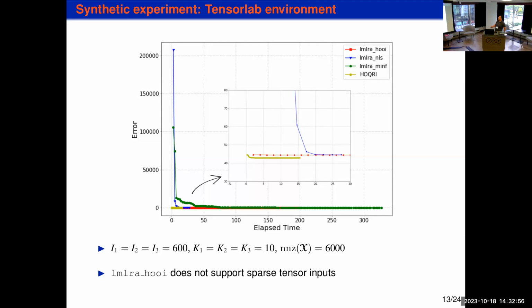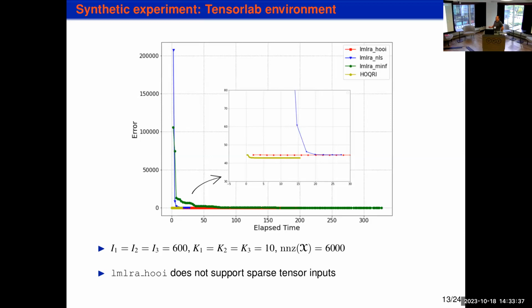Now, the HOOI implementation in TensorLab does not support sparse tensors at all. You can make one an input, but the first step it does is convert it to a dense tensor. So there's really no comparison. You see here, we're just zooming out this part, and our method converges very quickly, but HOOI takes a much longer time in every iteration. Not to mention the other optimization methods. In fact, they're using second order optimization methods, so they're not really suitable for large scale and sparse tensors.